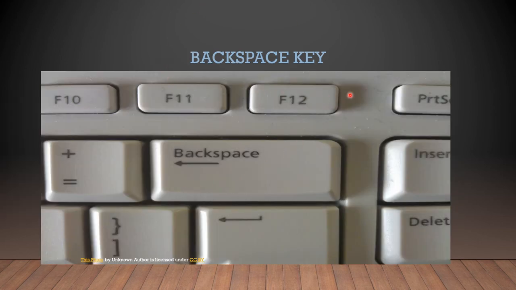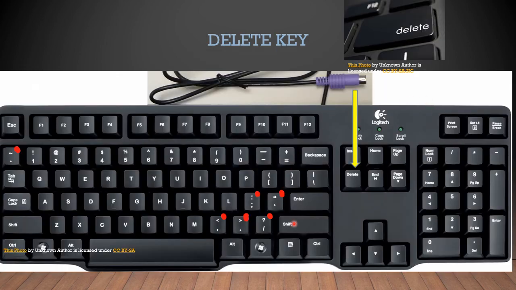Student, this is a backspace key. Backspace key is used to delete the last letter typed. It deletes the letter to the left. Okay, student, you can see easily this is the backspace key. Student, the delete key is used to delete the letters on the right side.